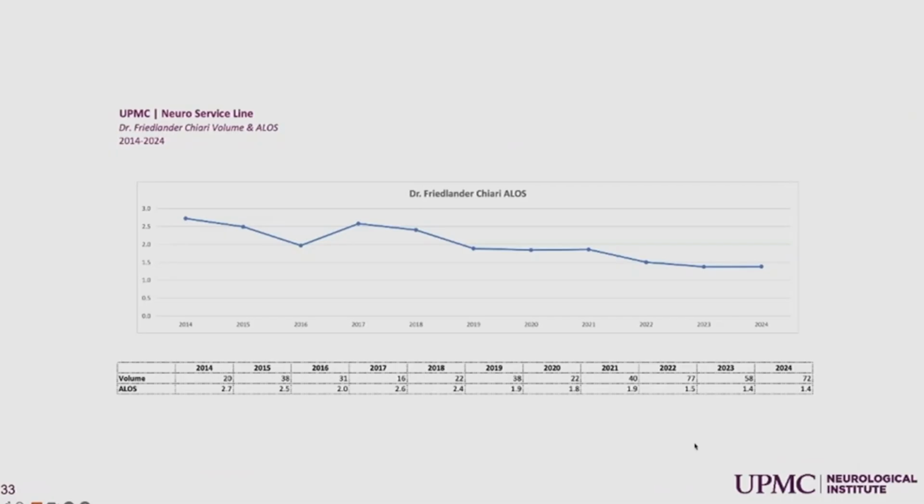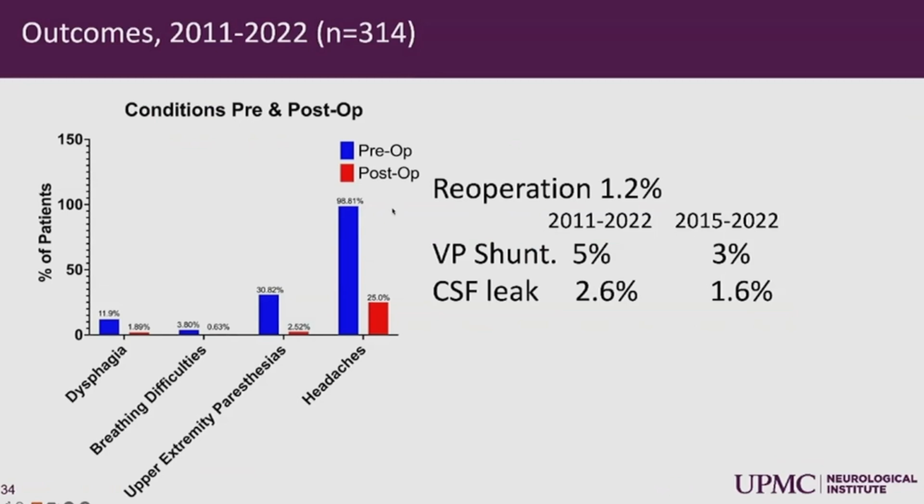When we look at symptoms before and after, and this is data from 314 operations, the most significant symptom is obviously the headache, which is improved or completely gone in most of the patients. Some patients still have headaches afterwards. With paresthesias, the blue is before surgery and the red is after surgery. Difficulty breathing or difficulty swallowing, again, a significant improvement. My reoperation rate is about 1.2%. For my patients that need VP shunts, between 2011 and 2022, it is about 5%. And if I look at the later half of this period of time, it is 3%.